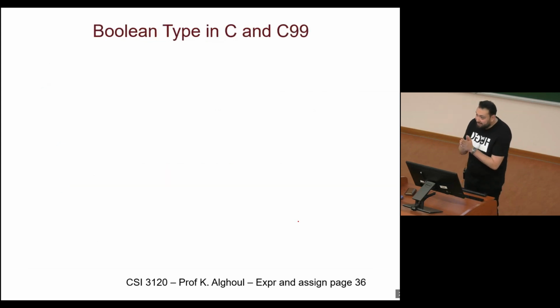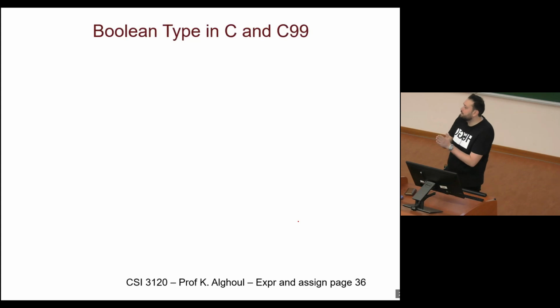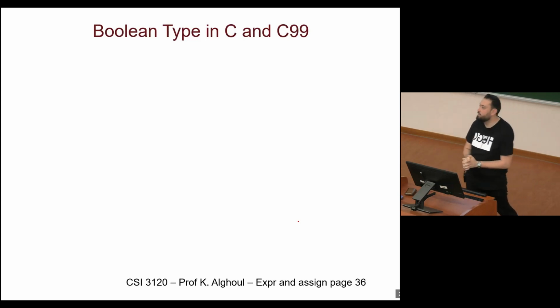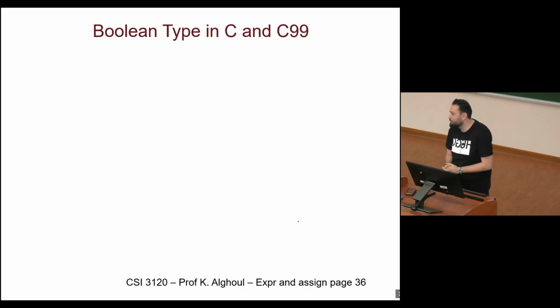Now, who remembers? I think it was. Who remembers that we talked about the Boolean type before C99? What was the problem with the Boolean type before C99? We talked about it, and everyone was shocked.